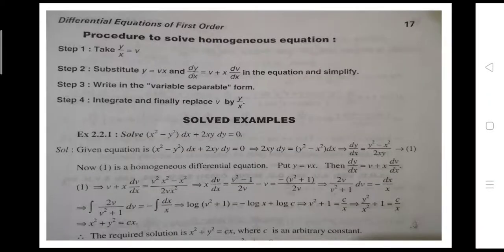Now we have to know how to solve homogeneous differential equations. What is the procedure? Step 1: take y by x is equal to v only. Let us consider y by x is equal to v. Step 2: substitute y is equal to vx and dy by dx is equal to v plus x into dv by dx in the equation and simplify. Step 3: write the variable separable form.